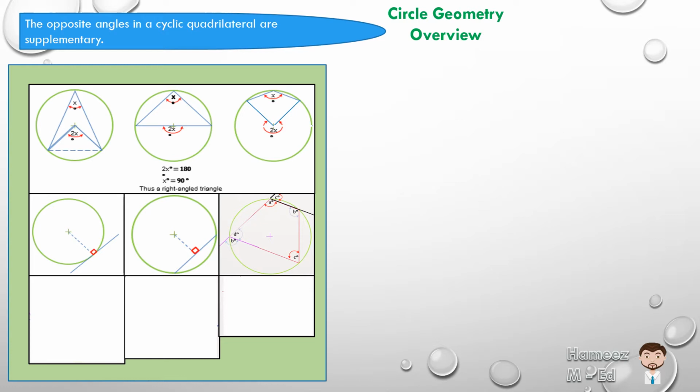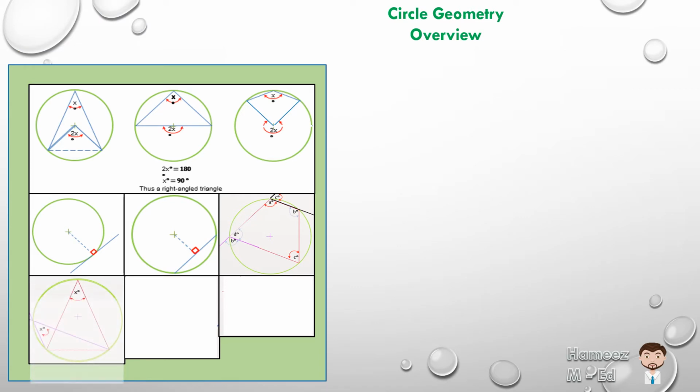And if we have two pairs of opposite angles, then we will get 180 plus 180, which will give us 360 degrees, which follows the rule of a quadrilateral for the total interior angles. We can also see that if we extend any one of the sides, then the exterior angle, which is formed by the outside of the cyclic quadrilateral and the side that was extended, is equal to the opposite interior angle.